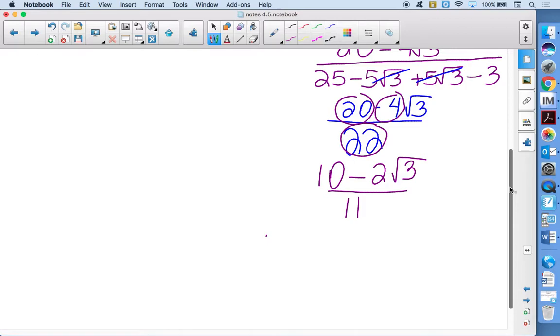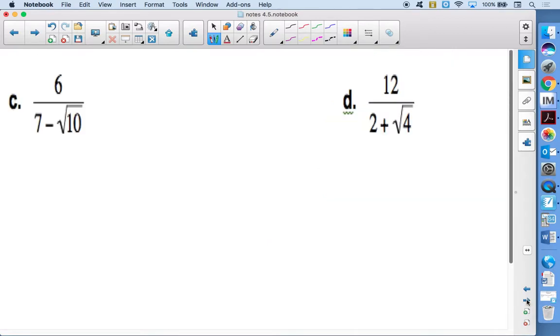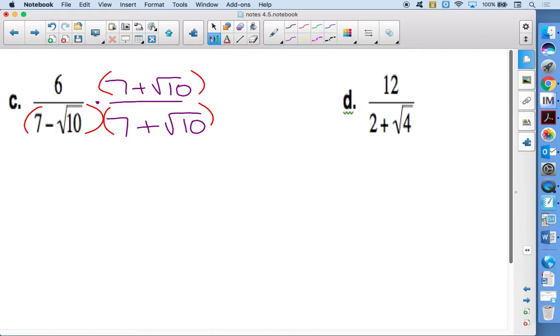So if you look at letter C, it is pretty much the same, just the numbers are different. So see if you can try and multiply by the opposite of what's in the denominator. So if there's a minus, we want to multiply by the plus. Parentheses go around all of those pieces. So then we're multiplying all parts of the problem.